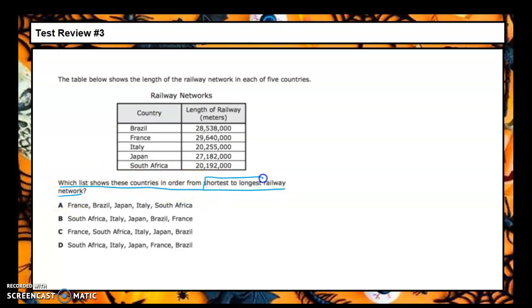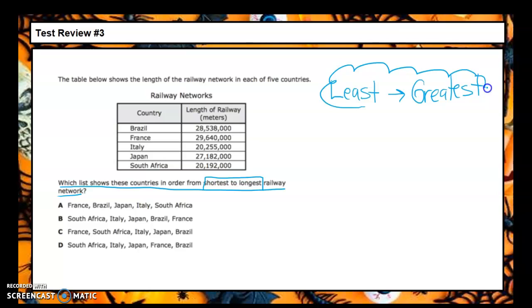Okay, shortest to longest is the same thing as least to greatest. You need to write that on your paper somewhere, circle it, put a big old cloud around it, something so that you don't forget you're going from the smallest to the biggest number.